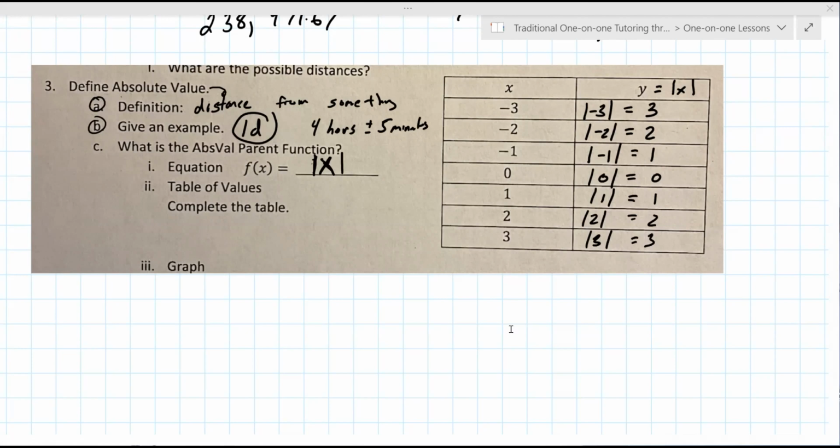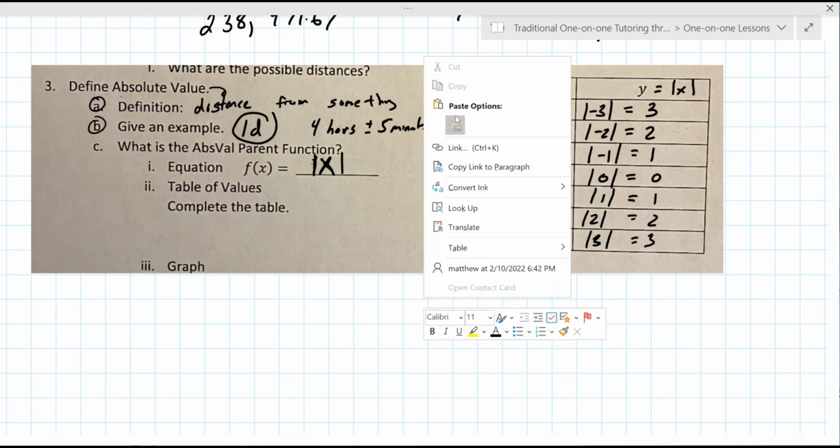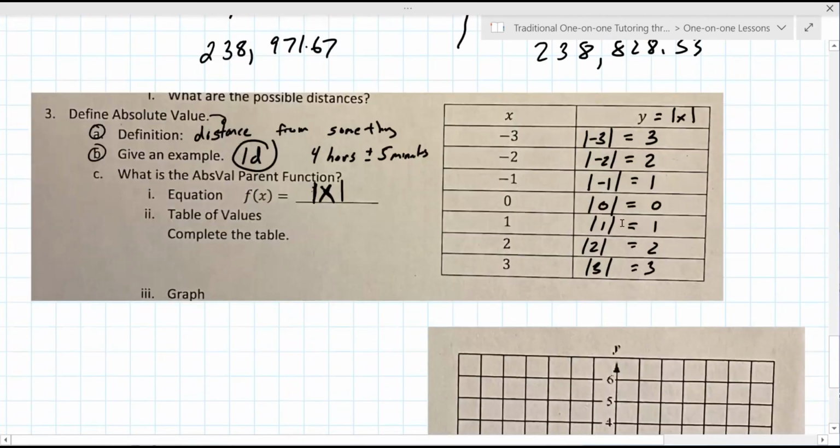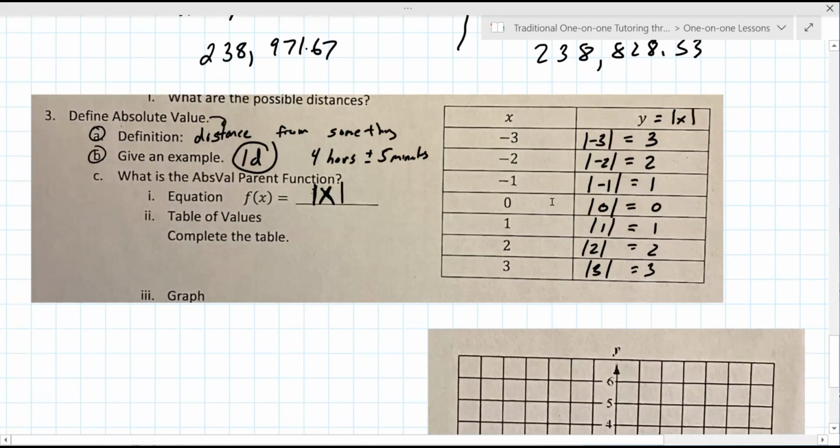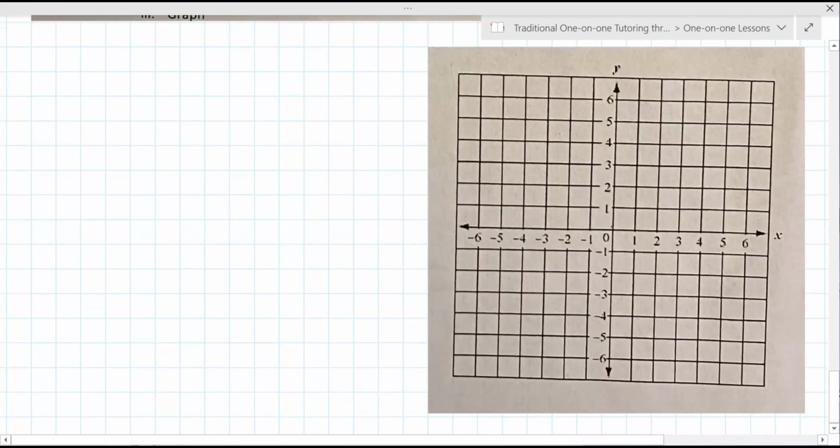All right, so the next thing we're going to do is graph these data points, these X and Y values from up here, from this table. So we're going to graph those here. Just follow along. It's 0, 0, 1, 1, 2, 2, minus 1, 1, minus 2, 2, and minus 3, 3. Notice it's like a V shape. This is the graph of the absolute value of X, and it has a V shape, not a U shape, a V shape.